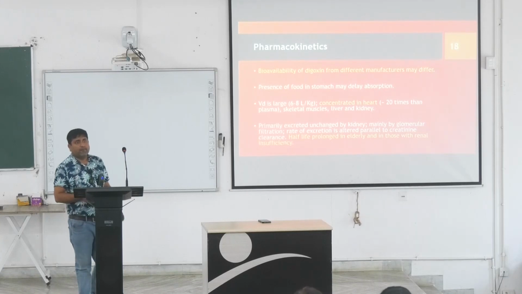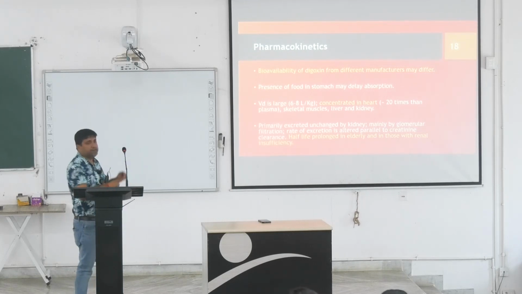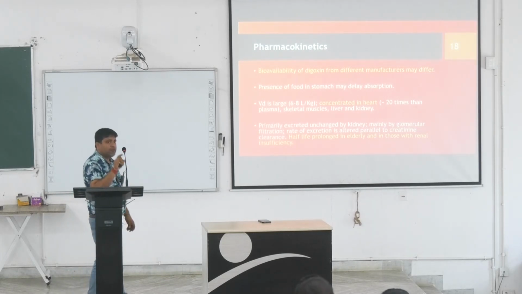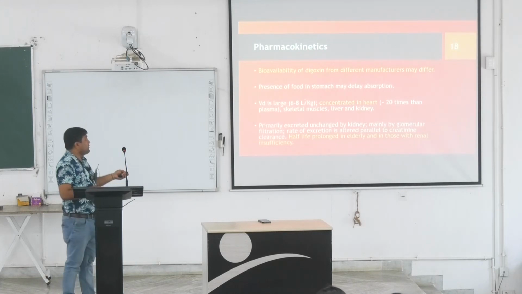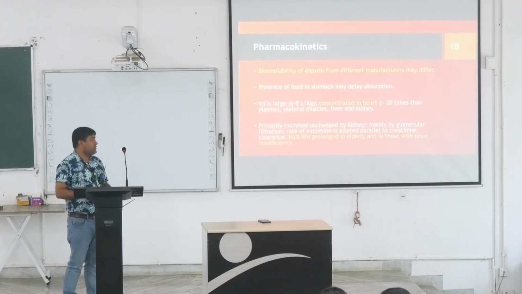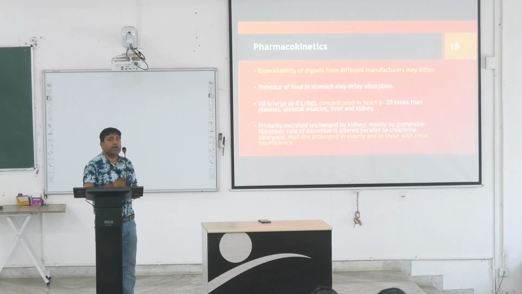Pharmacokinetics. Very important, bioavailability of digoxin of different manufacturers may be different. So a patient on one brand of digoxin should not be converted to some other brand. Presence of the food in the stomach may delay absorption. Volume of distribution is very high, 6 to 8 liter per kg.